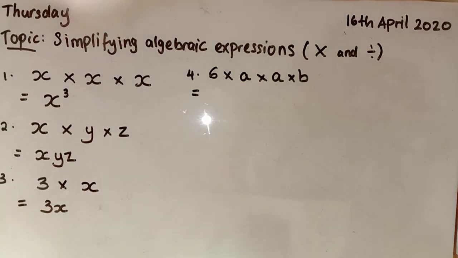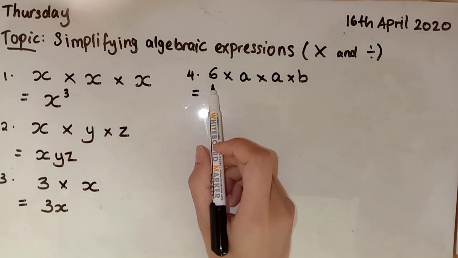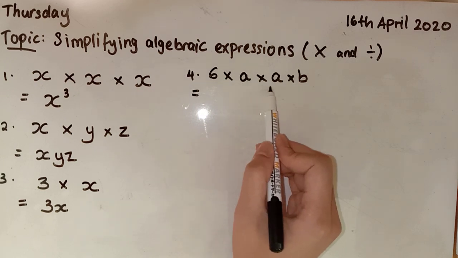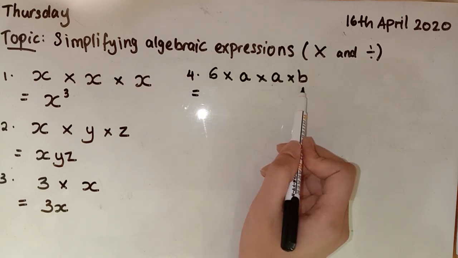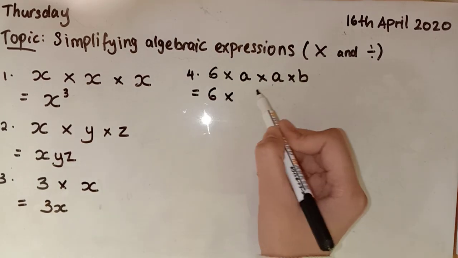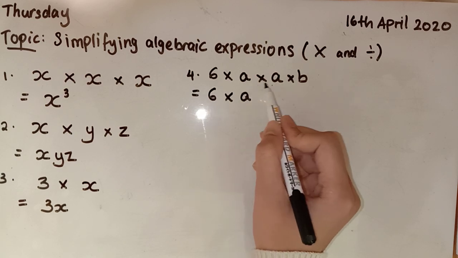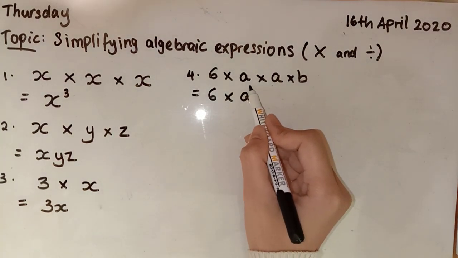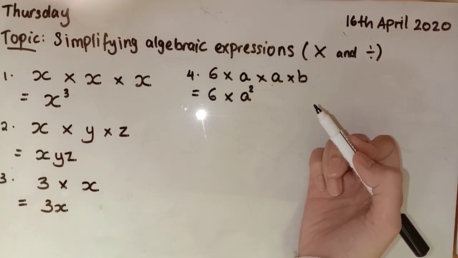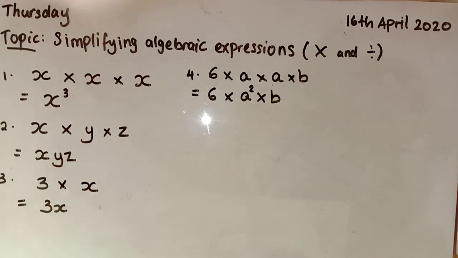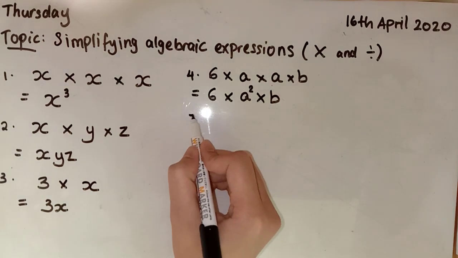Okay, so we have a number. We have unknown, unknown, unknown. How many unknowns do we have? We have 2, A and B. Okay, so let's do this one by one. 6 times A. How many A's are there? 2. So A to the power of 2, or A squared, times B. How many B? 1 only. Okay, then we simplify this further.